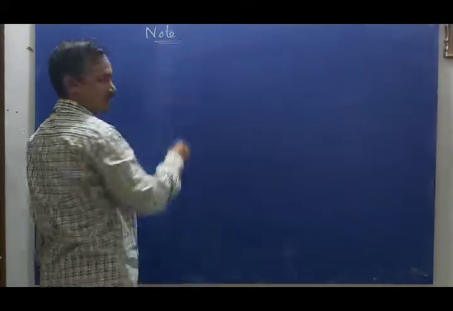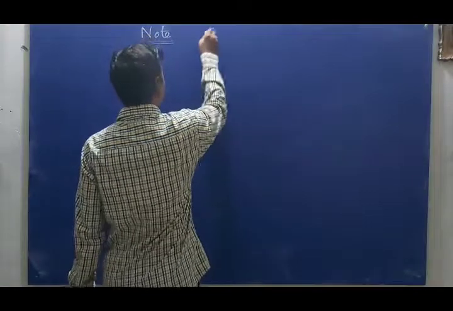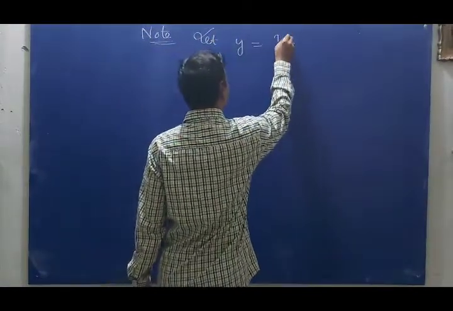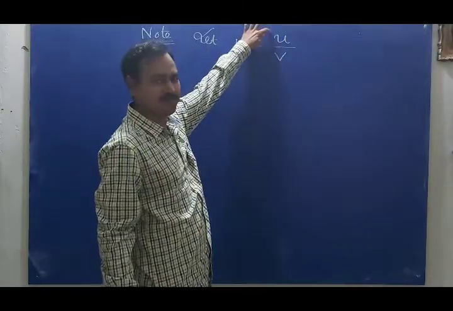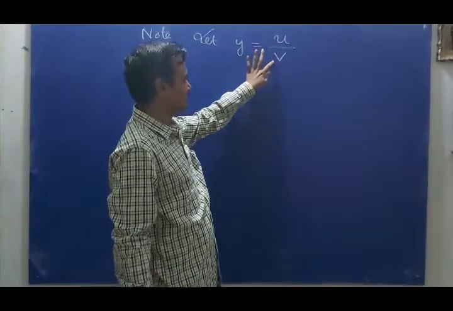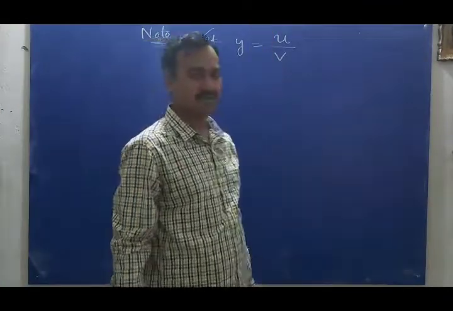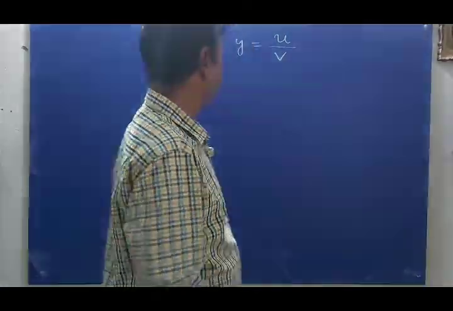So note, this is the division formula. How to use the division formula? Let y is equal to u by v, where u is the first function and v is the second function. This is the division formula, or quotient formula.